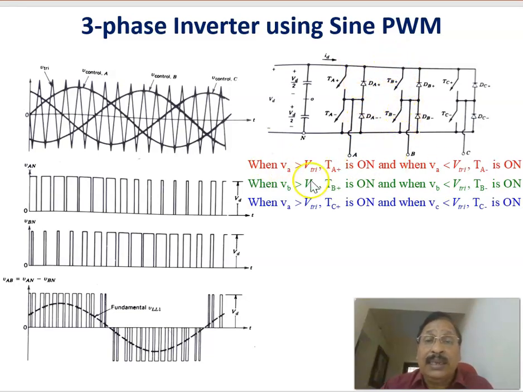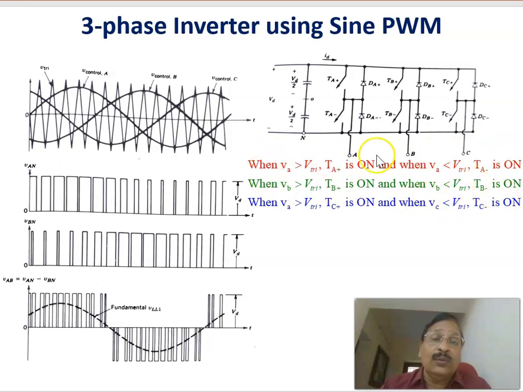Similarly, to control leg B, the same law applies. If VB, the modulating signal, is more than the triangular signal, then the corresponding TB plus is on, and you will be getting the voltage VB. When VB is less than the triangular signal voltage, the lower switch TB minus is on, the leg is connected to the neutral point, and you will be getting 0 voltage. This is the control law for leg B. Similarly, leg C has the same control law.